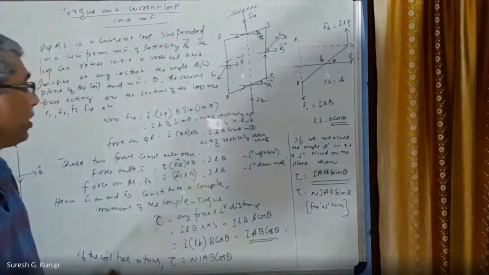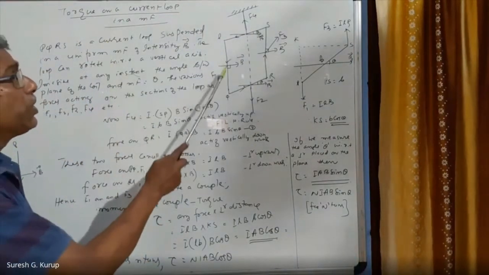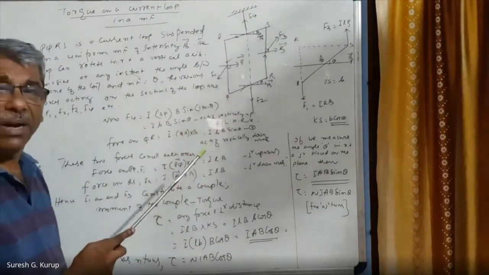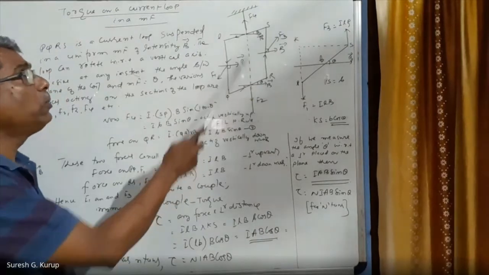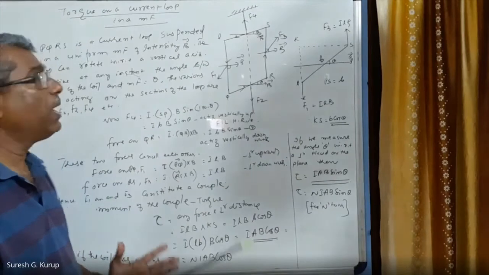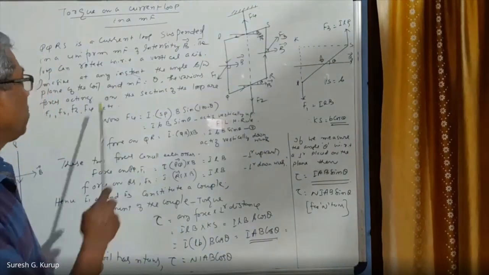That is what is written here. Several forces are acting. One is F1, other is F2, other is F3, and other is F4. And I have said that F2 and F4 are equal in magnitude but opposite in direction, and will cancel each other, right? So these are the things.